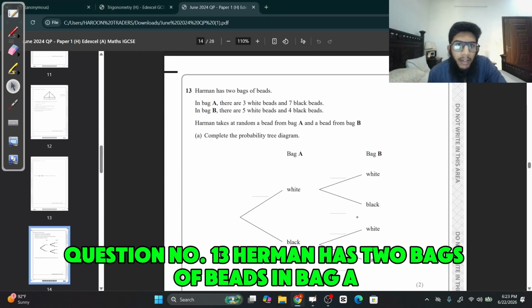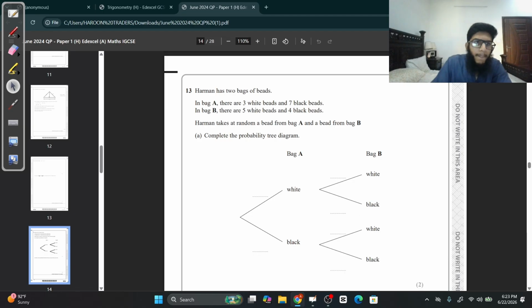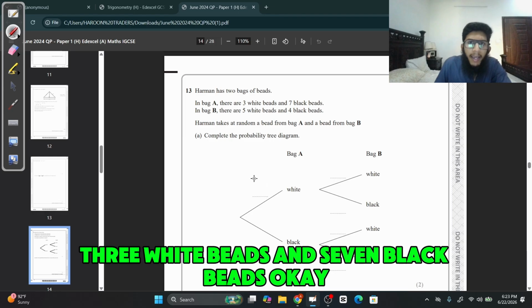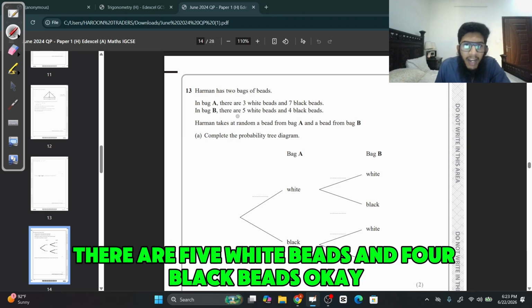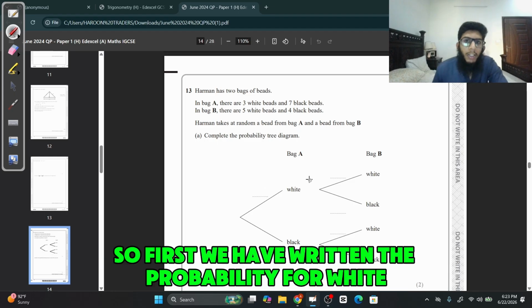Question number 13. Harman has 2 bags of beads. In bag A, there are 3 white beads and 7 black beads. In bag B, there are 5 white beads and 4 black beads. He takes a bead at random from bag A and a bead from bag B. Okay, got it? So first we have written the probability for white in the first bag.